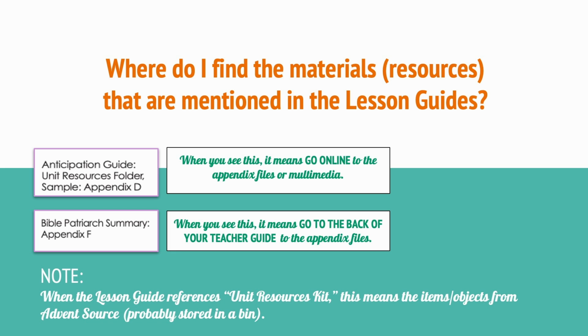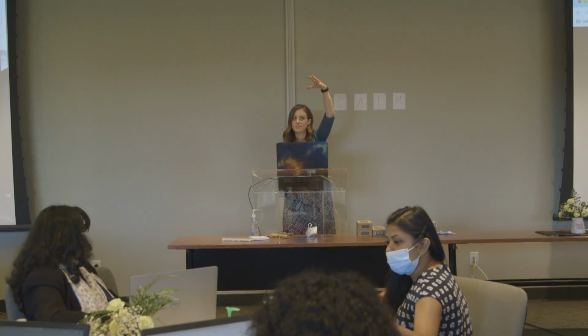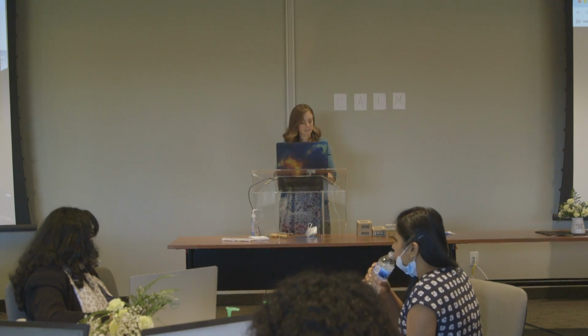If you just see a name of something and then Appendix F, and it doesn't say Unit Resources Folder, then you're actually going to go to the back of your teacher guide to the appendix files there. So it is confusing a little bit because there's appendix files on the website and there's appendix files in your teacher guide. Your teacher guide can be found on the website, but it's a whole PDF document, and if you're accessing it from the website, those appendix files will be at the end of your teacher document if you scroll down. And if you've printed it off, which is definitely the way to go, in my opinion, then you're going to turn to the back of your binder.